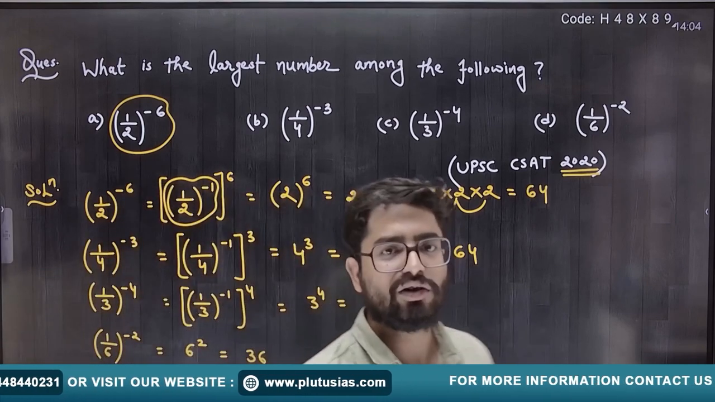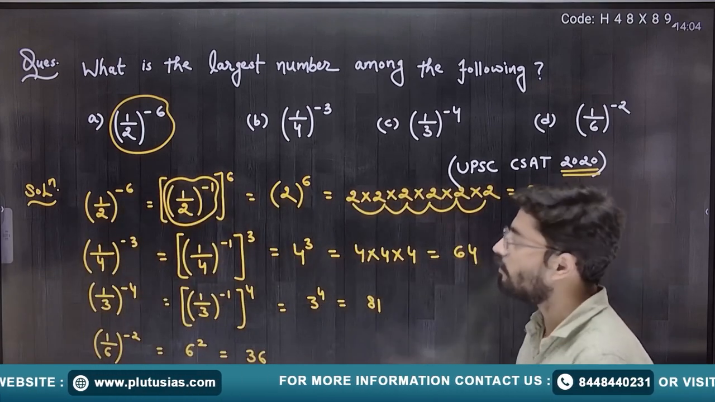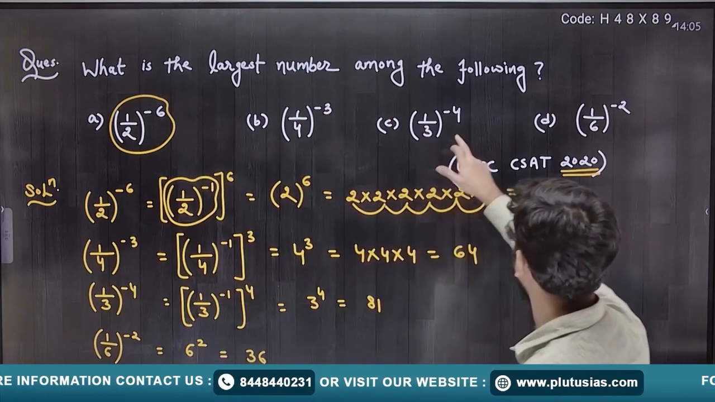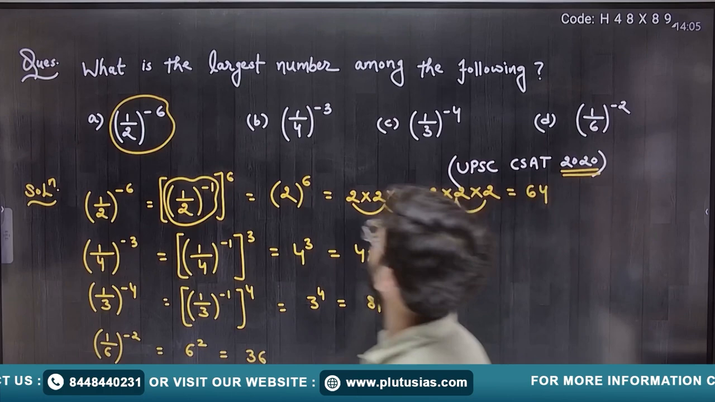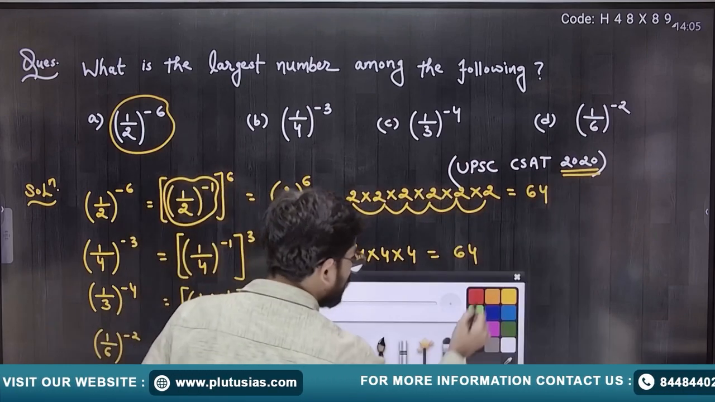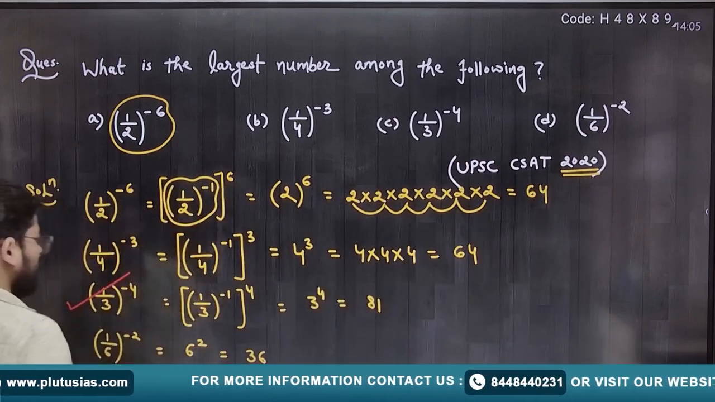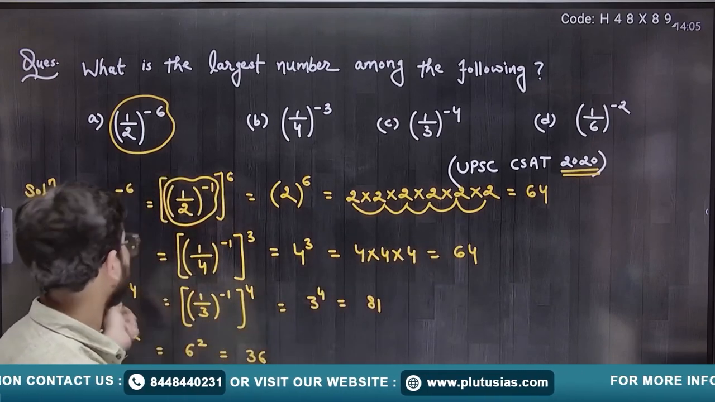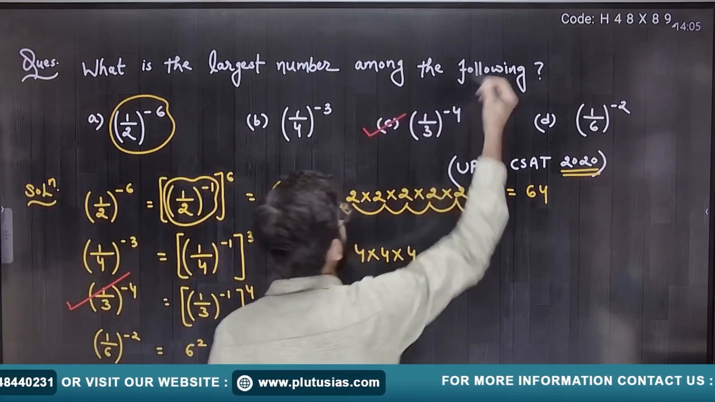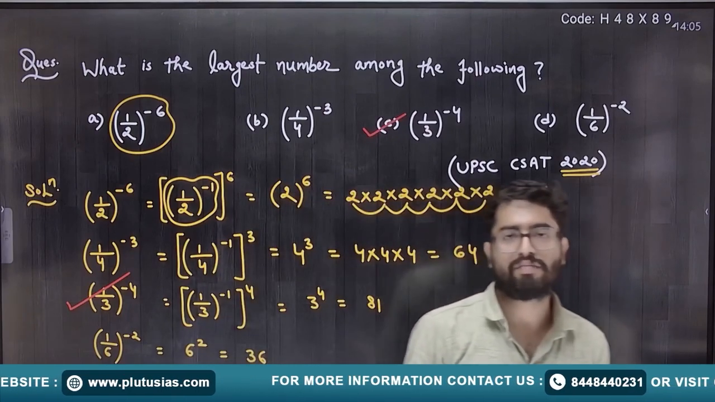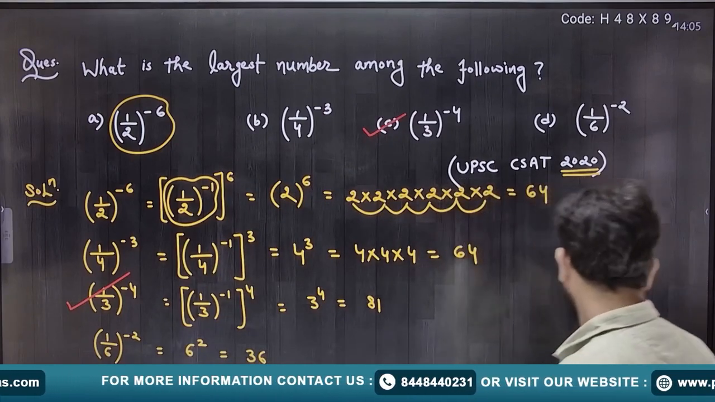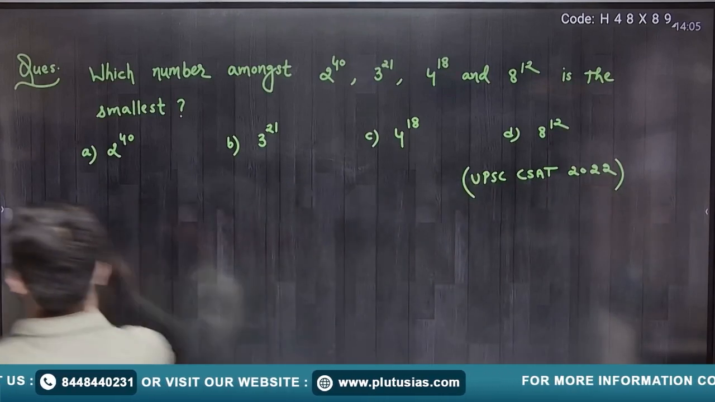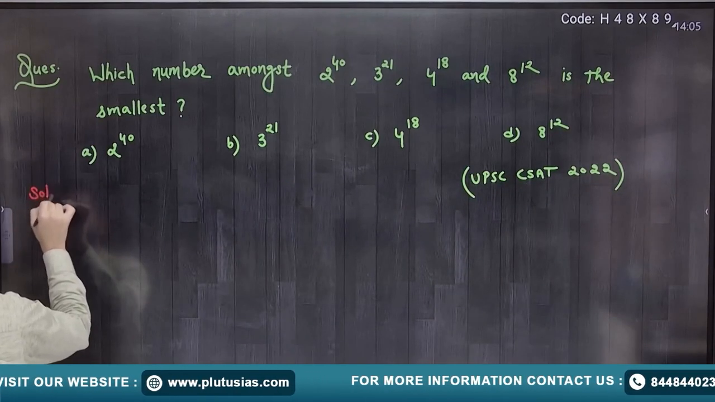Now we have the values of all the options. The first one is 64, second is 64, then 81 and 36. Which one is the largest? So you can say the largest is this one, 81, the largest among all the numbers. So 81 represents 1/3 power -4, so C is the correct one. Very simple question. Okay, now sir, one more question based on that, again from your PYQs.